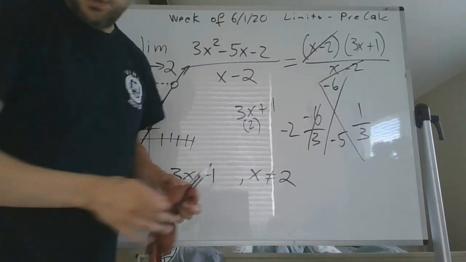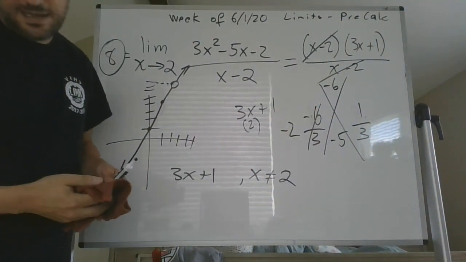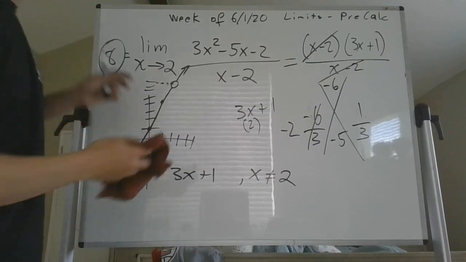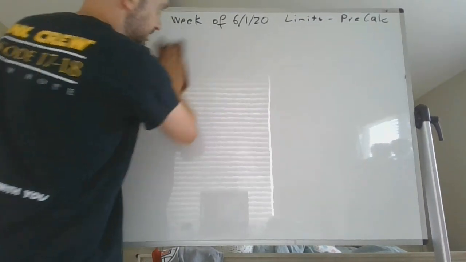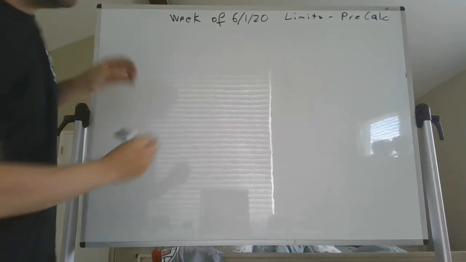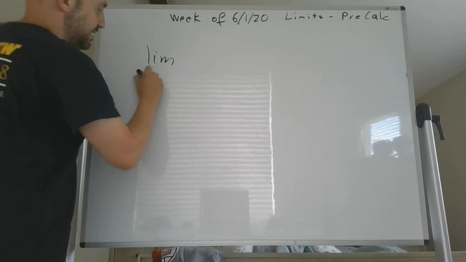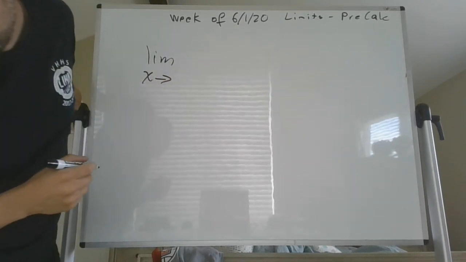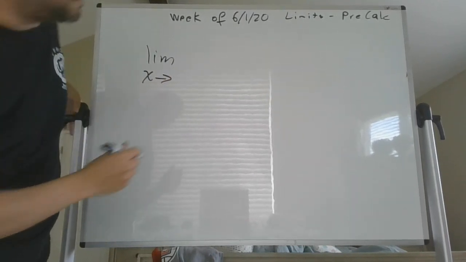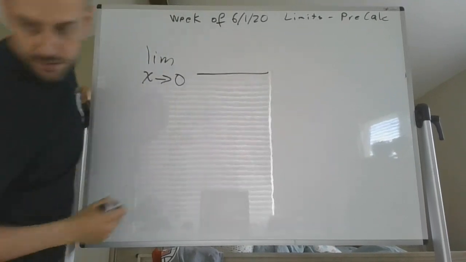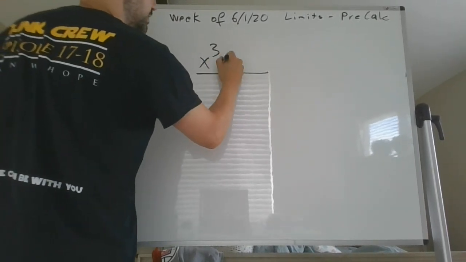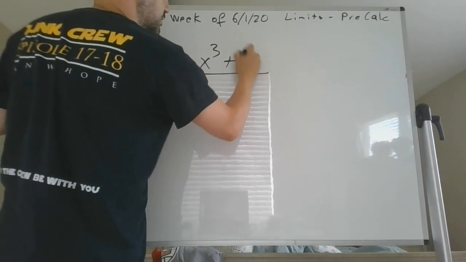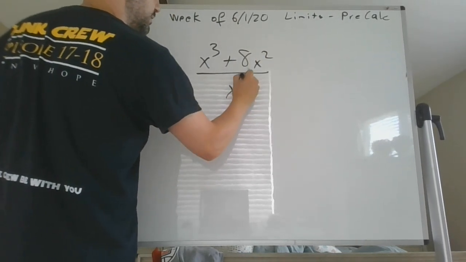All right, so let's take it up a notch. Now, what else can I have? I can do something like that. Another one that involves something like this. The limit as x approaches 0 of x plus 8x squared over x squared.